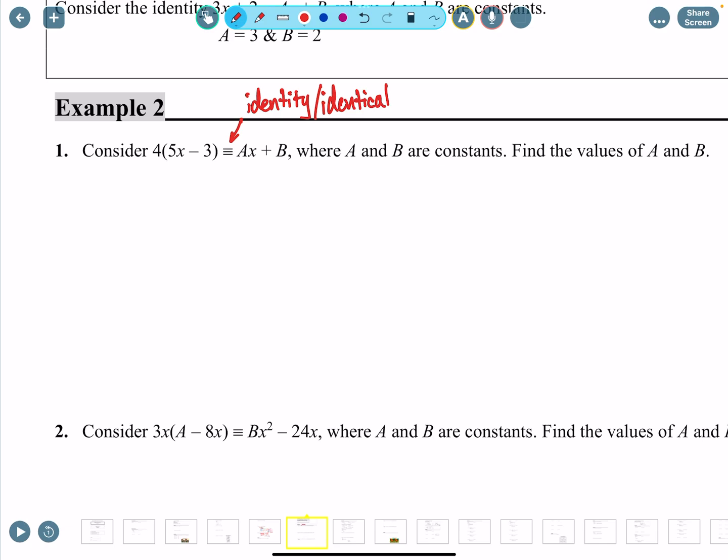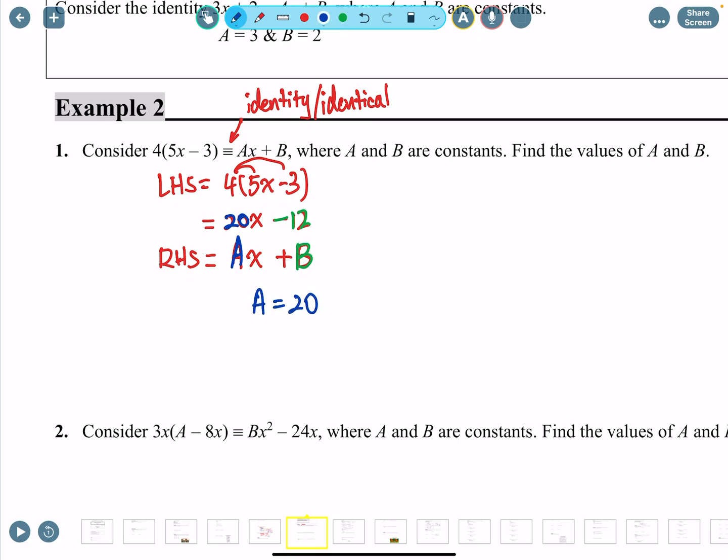So we're gonna do it again. So left hand side equals to 4 times (5x - 3). We're gonna simplify this. 4 times 5 is 20x, and then 4 times negative 3, which is negative 12. And then right hand side, let's see what we have. We have ax + b. So now you can see that 20 is supposed to be a, and negative 12 is supposed to be b. So we're going to match it up. a equals to 20. You can write therefore. And then b equals to negative 12. That's it. That's all you have to do.